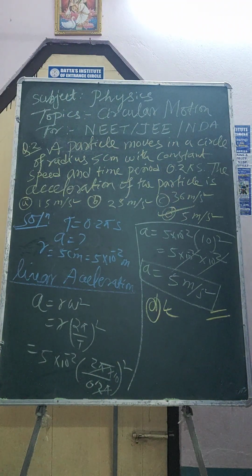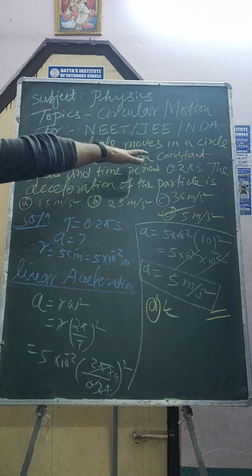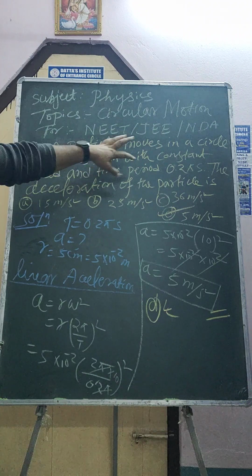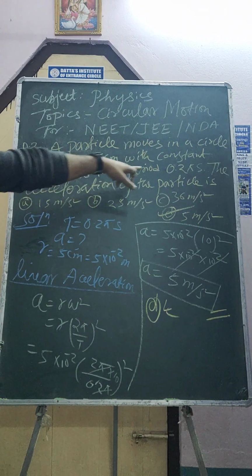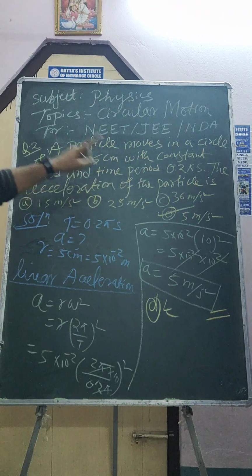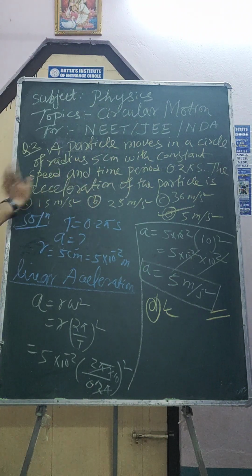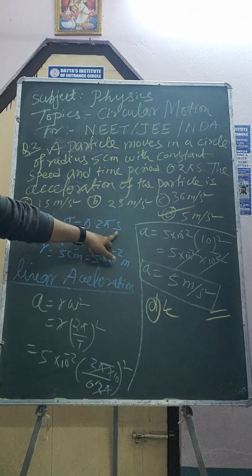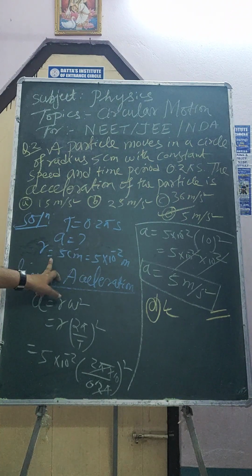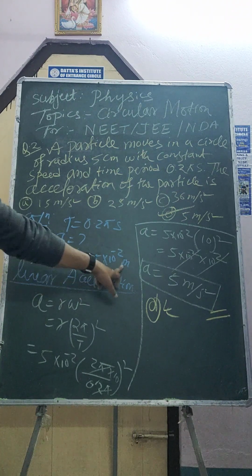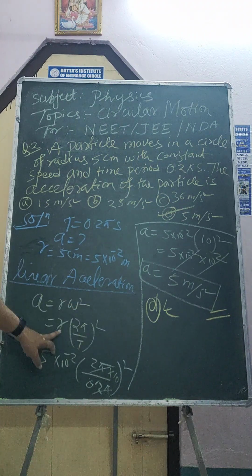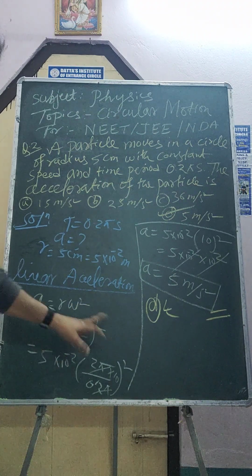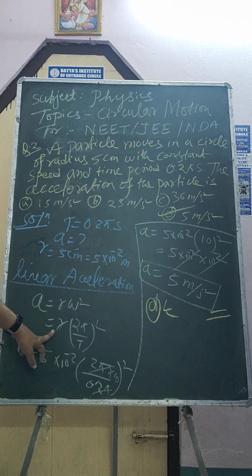Let me explain it shortly. A particle is moving in a circle of radius 5 cm with a constant speed and the time period is 0.25 second. The acceleration of the particle is what we have to find out. So T is 0.25 second, a is unknown, and radius r is equal to 5 cm, that is 5 into 10 to the minus 2 meter. Linear acceleration a equals r omega square, so a is r into (2 pi by T) whole square.